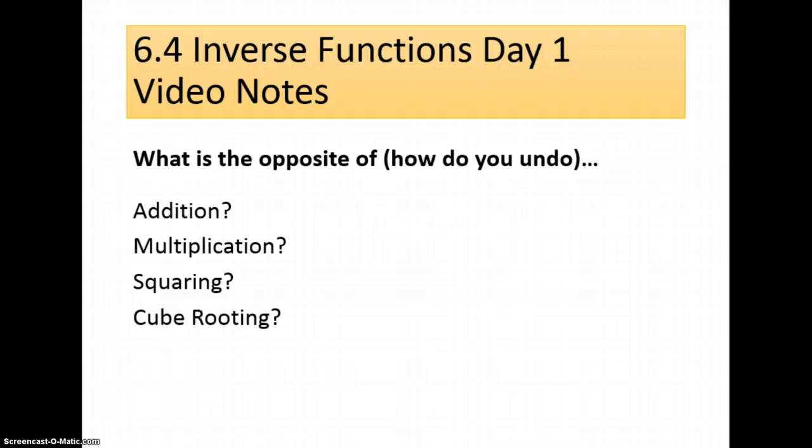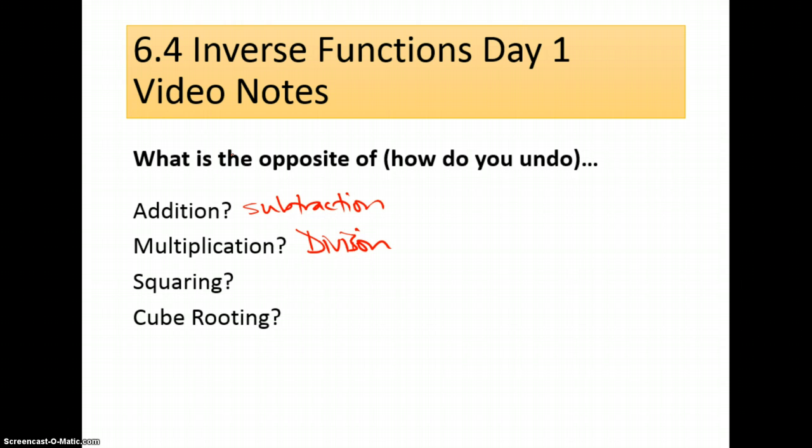First thing we want to talk about is what is the opposite, or how do you undo addition? For example, if you're solving an equation that has x plus 5, you undo that with subtraction. That's called the inverse operation. Same thing with multiplication. Division is the inverse operation.